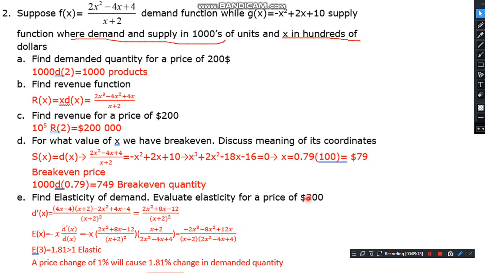You can check it. Then for a price of 300, I do E(3). I'm going to get, if I replace it here, 1.81, bigger than 1, elastic. It means a price change of 1% will cause a 1.81% change in demanded quantity.